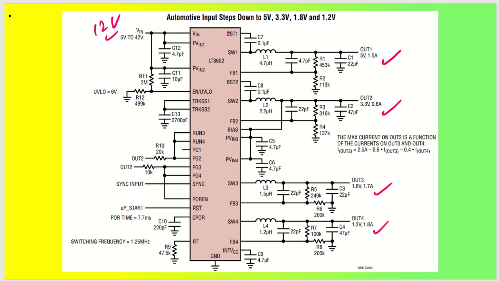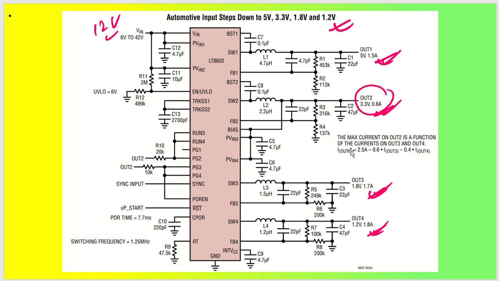So there is a design which was given as an automotive input stepping down to 5 volt, 3.3 volt, 1.8 volt, and 1.2 volt. The current ratings you can see are 1.5 ampere, 0.8 ampere, 1.7 ampere, and 1.8 ampere. There is a trick here: the output 2 has been utilized as the input to power input 3 and power input 4, PVin 3 and PVin 4. You can see here we have PVin 3 and PVin 4, which is directly taken as the voltage output of channel 2.